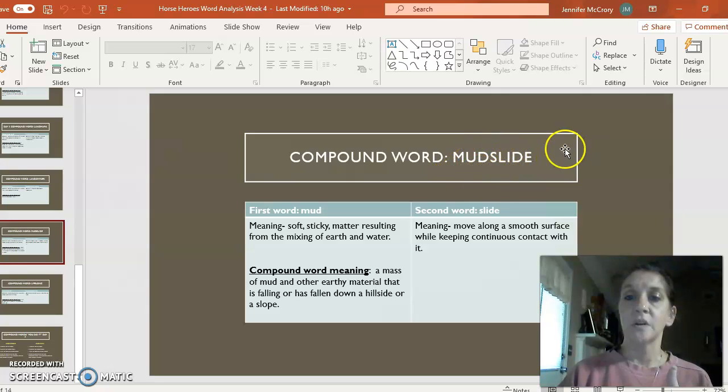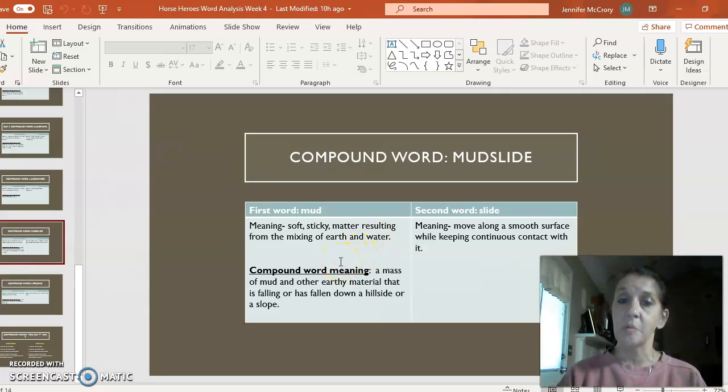Mudslide. Ooh, that's a good compound word. Let's separate it. First word, mud. Second word over here, slide. So let's take a look at these two separate meanings so that we can put them together. Mud, you know all about that. It's that soft, sticky matter that results from mixing the earth and water. Dirt, basically, mixing it together.